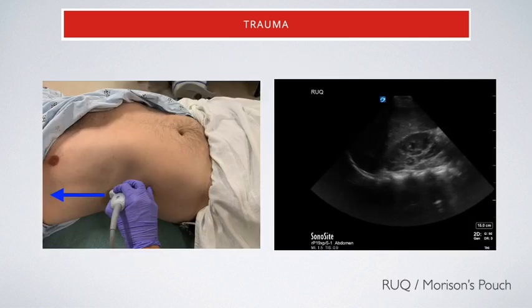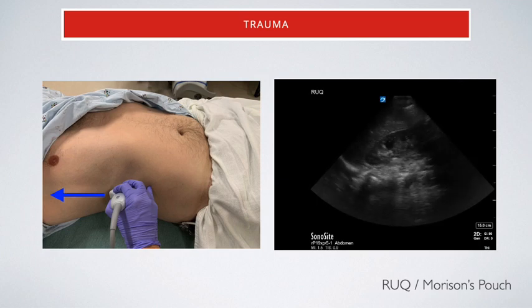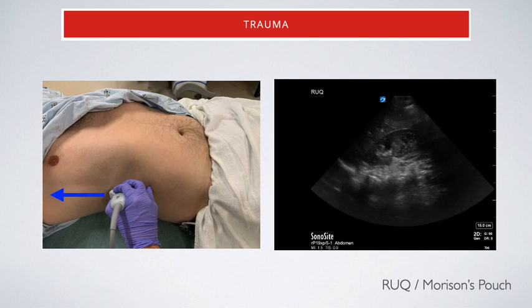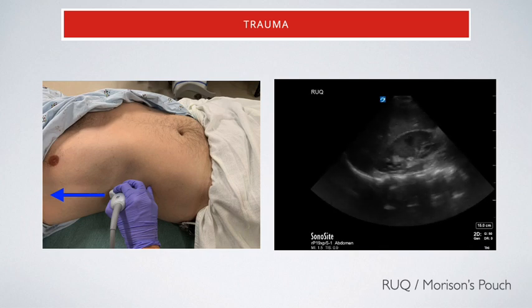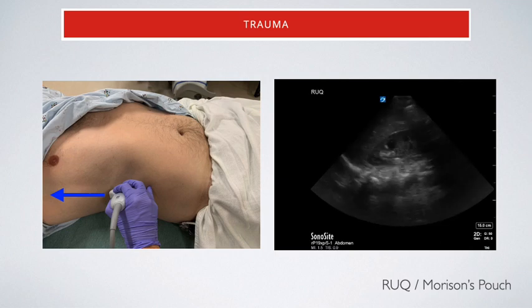The first view to obtain is the Morrison's pouch view, as it is the most likely to be positive. With the marker dot on your probe pointing toward the patient's head, place your probe at the mid to anterior axillary line at about the 10th or 11th rib space. Angle toward the retroperitoneum to expose the kidney-liver interface. Be sure to slide your probe slightly superior to look above the diaphragm and slightly inferior to look near the inferior pole of the kidney as well.